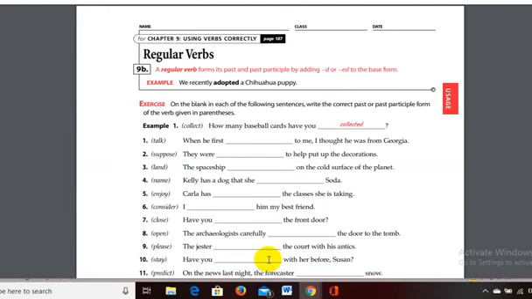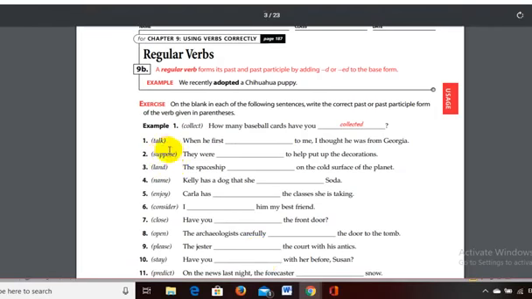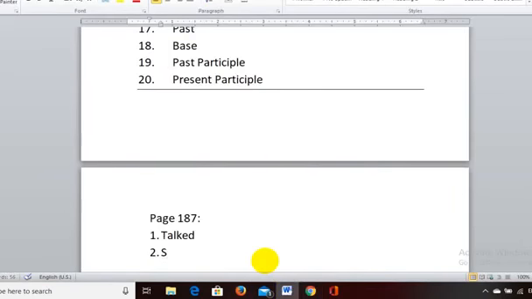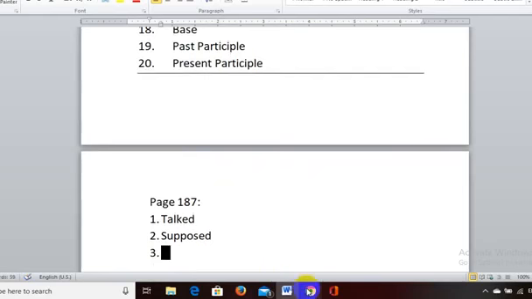Suppose they were to help put up the decorations. They were what? They were supposed to. So we're just going to add a D, right? Because it already ends with an E, so we're going to add the D. Supposed. Great job. Number 3.